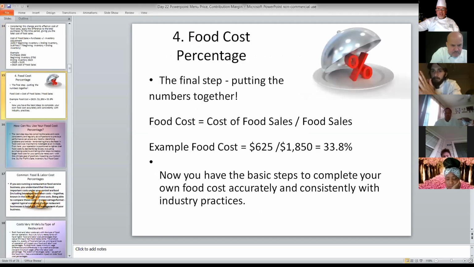So for food cost percentage, the final step, putting the numbers together. Food cost equals cost of food sales divided by food sales. Example, 625 divided by 1850 is 33.8%. That's already built into your food cost tracker, the one I just showed you. You just have to log your invoices and your daily sales, and it'll automatically give you this number. You don't have to go pencil and paper if you don't want to, because it's already there. Now you have the basic steps to complete your own food costs accurately and consistently with industry practices.